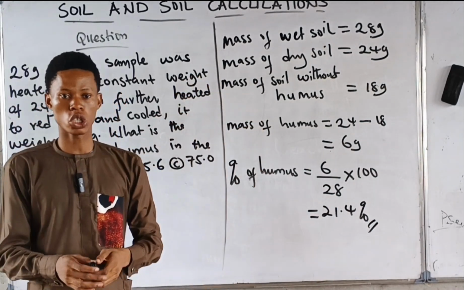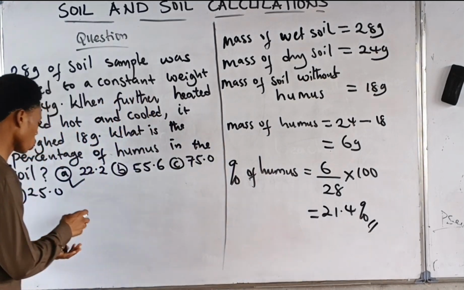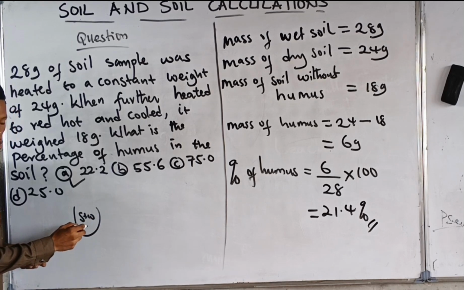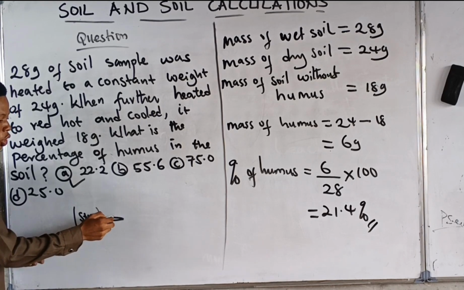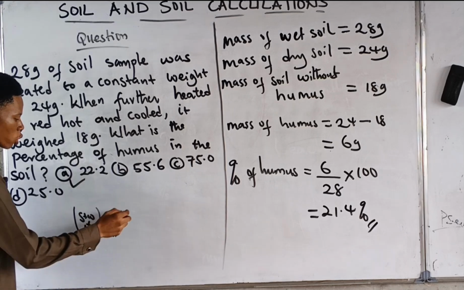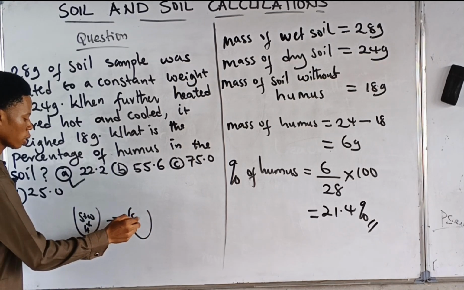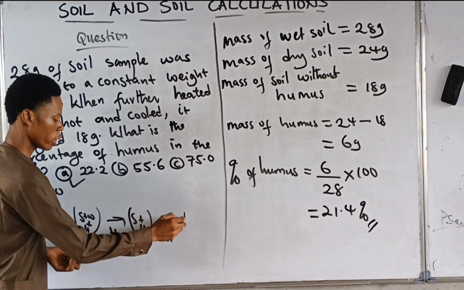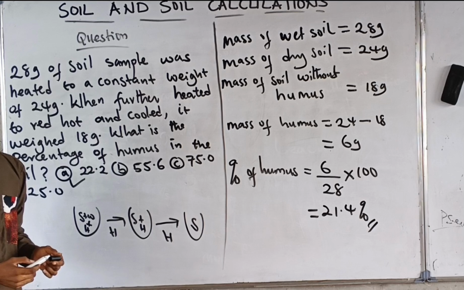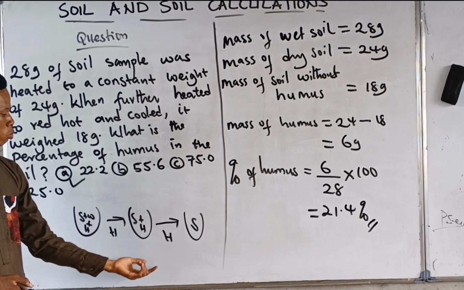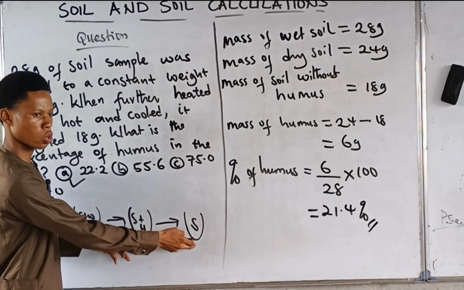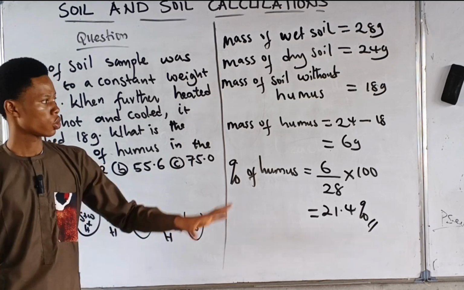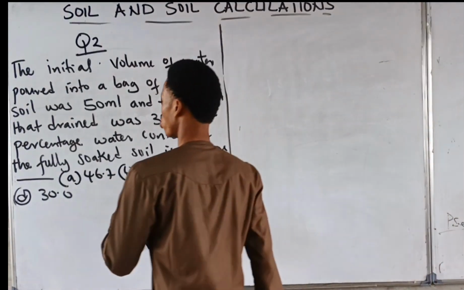What we did here was, this is a container that has soil. This soil has water. This soil has humus. The first thing you did was you heated it to remove water. So this soil now contains soil plus humus. You heated it again to remove humus. This soil now contains only soil. Now they are asking you the percentage of humus. The mass of humus, first of all, is this one minus this one. Then the percentage, you now do over the total mass of soil times 100. So write this down.